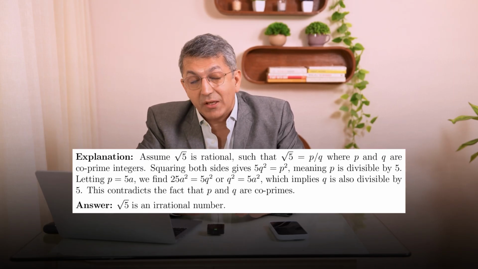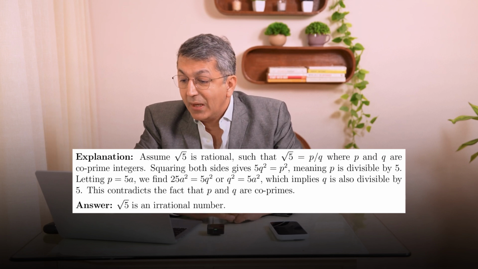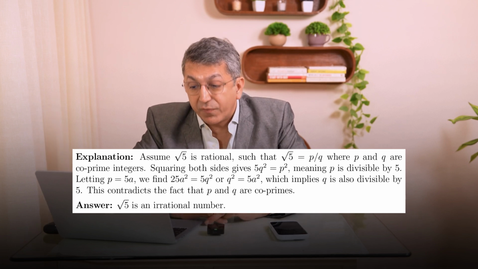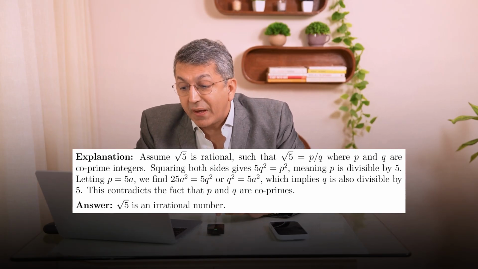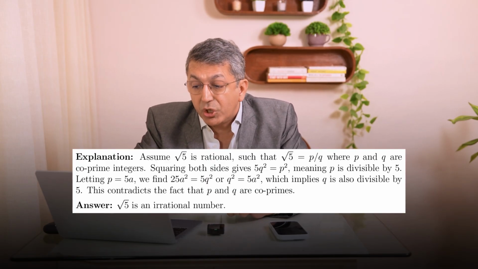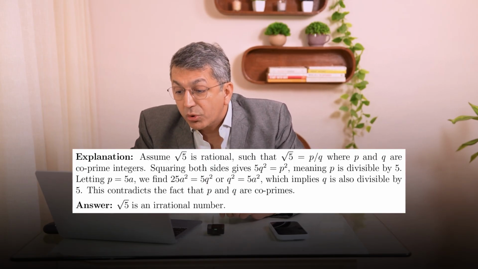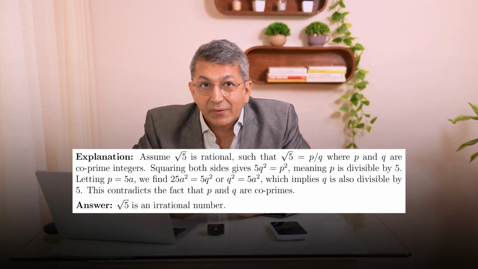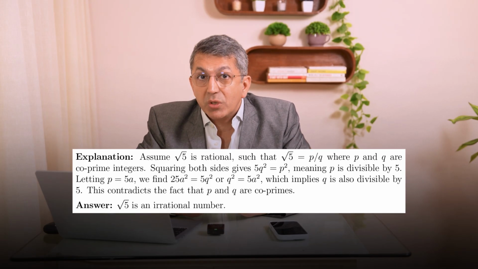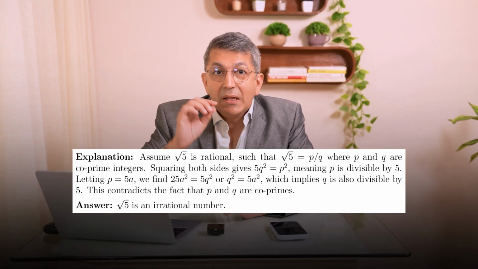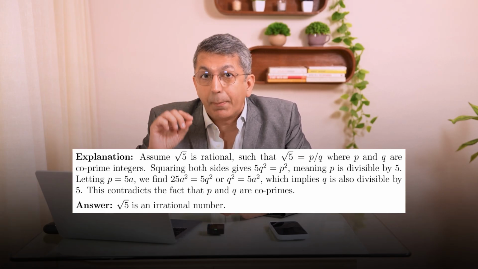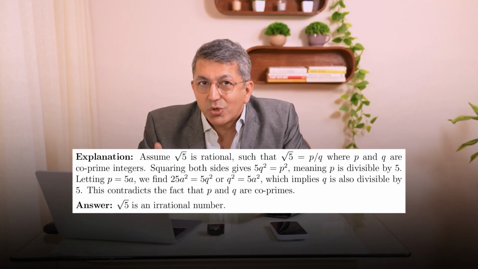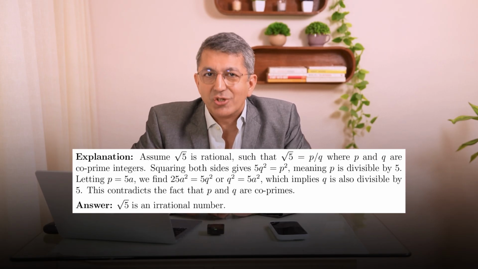5q squared is equal to p squared, meaning p is divisible by 5. Letting p is equal to 5a, we find 25a squared is equal to 5q squared, or q squared is equal to 5a squared, which implies q is also divisible by 5. This contradicts the fact that p and q are co-primes. Answer: square root of 5 is an irrational number.